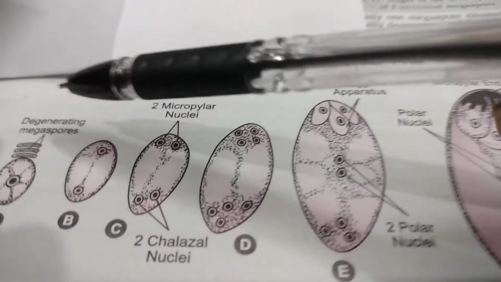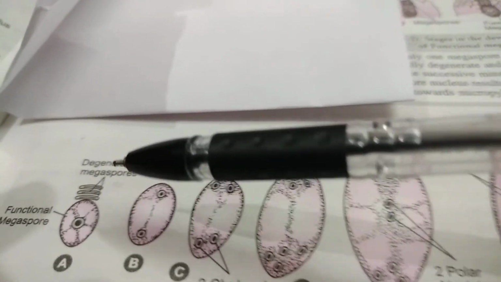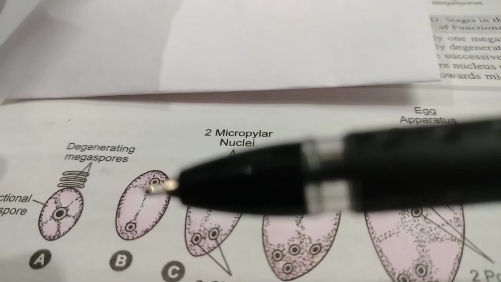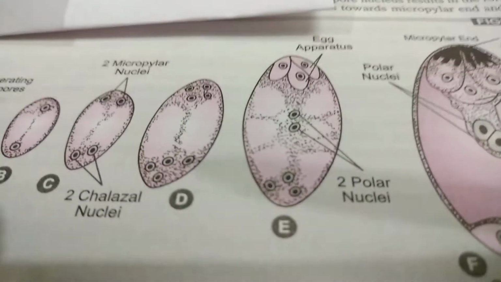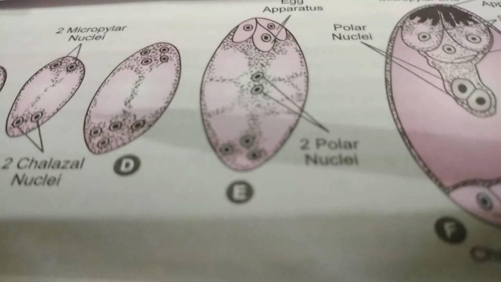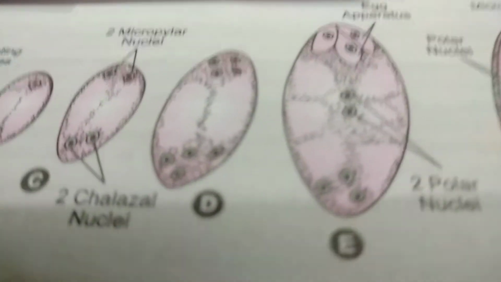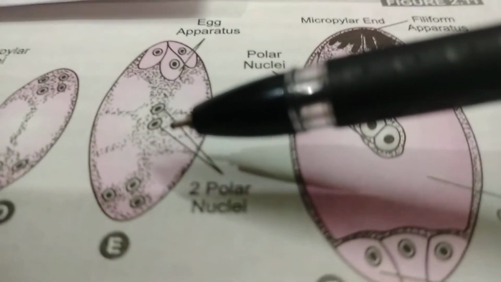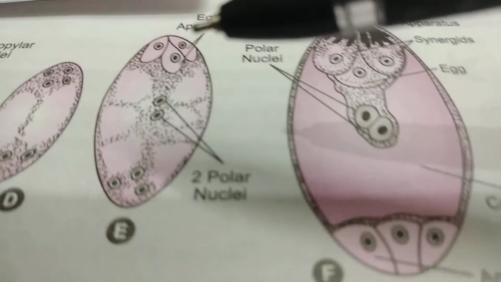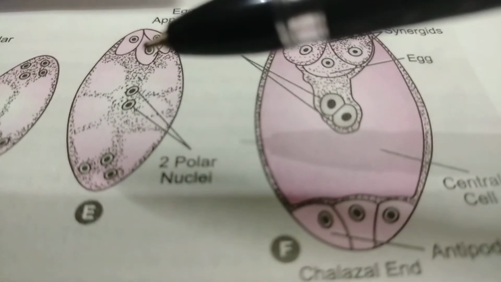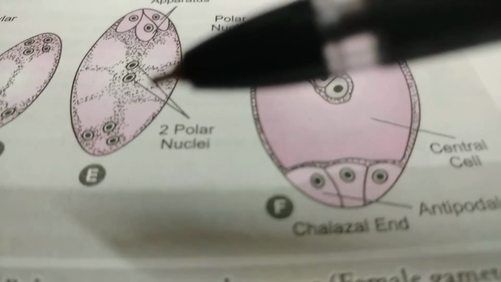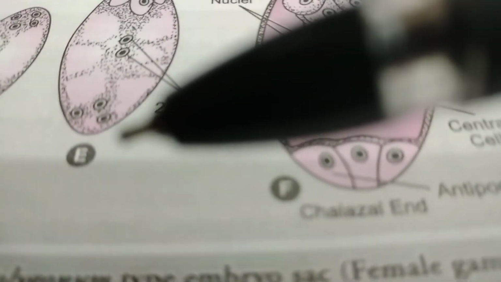The other three degenerate, and the functional megaspore undergoes the first nuclear division, then the second nuclear division, then the third. So you come across 8 nuclei, and then they get organized. You can see the egg apparatus containing the egg cell. Then these are the 2 polar nuclei, and here you see another 3 cells.